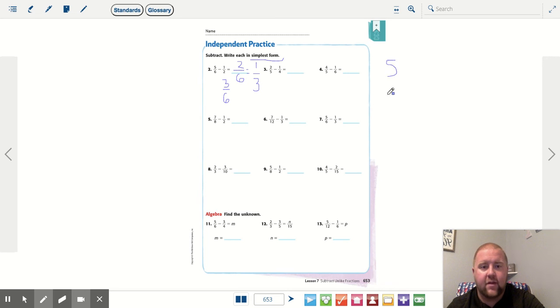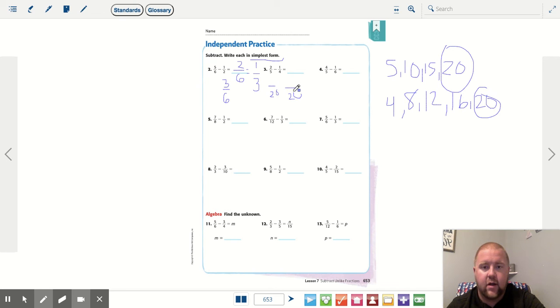5 and 4. If I want to find my common denominator here, 5, 10, 15, and 20. 4, 8, 12, 16, and 20. So again, 20 is our common denominator. So we want to make two new equivalent fractions with 20 as our denominator. 5 times 4 is 20, so I multiply 2 times 4, and that gives me 8. 4 times 5 is 20, then I multiply the numerator by 5. 8 minus 5 is 3, and the denominator is going to be 20.